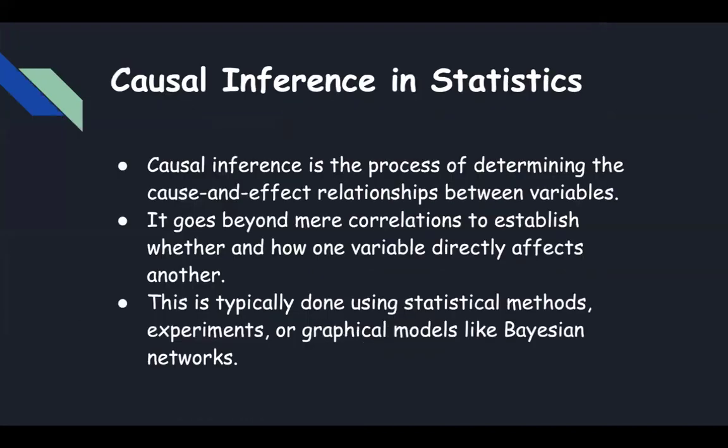Causal inference in statistics is the process of determining the cause and effect relationship between variables. It goes beyond mere correlations to establish whether and how one variable is directly affected by another variable. This is typically done using statistical methods, experiments, or graphical models like Bayesian networks, that is what we'll be doing today.